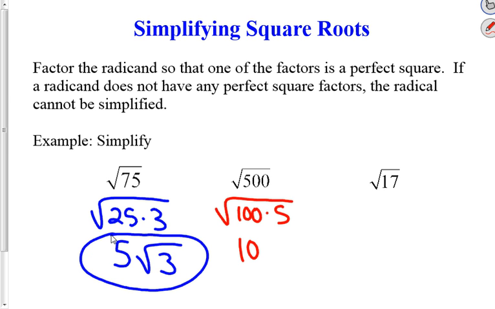Can we take the square root of 5? No, it's not a perfect square. Can 5 be factored into two numbers, one of which is a perfect square? No, right? So we leave it the square root of 5. The square root of 500 simplifies into 10 square roots of 5.